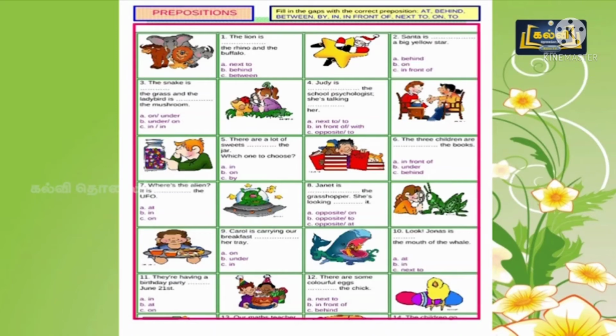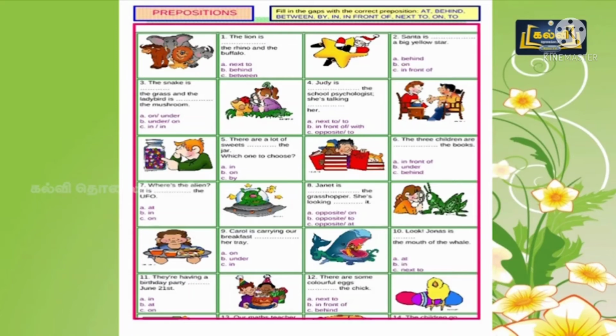Then come to the fifth question. There are a lot of sweets dash the jar. Which one to choose? Option A, in, on, by.